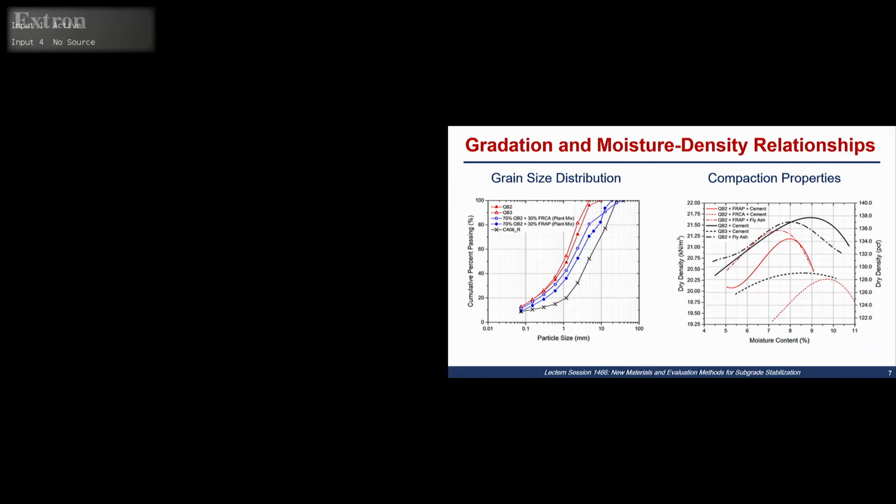Another study that we did is the compaction properties to get the optimum moisture content and maximum dry density. And the idea here was for each material or test section constructed, we wanted to construct it at its optimum moisture content to achieve as high density as we can and a better packing of the material.